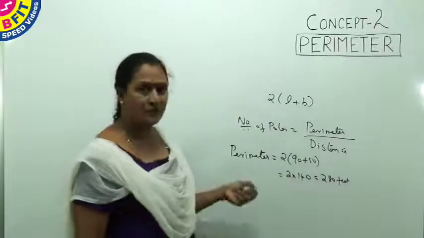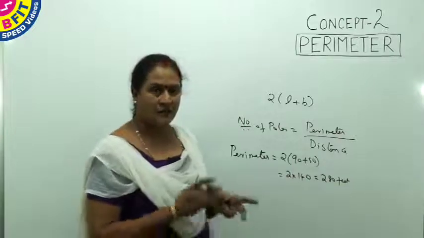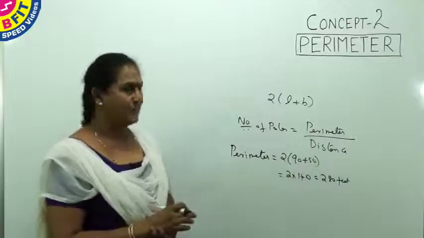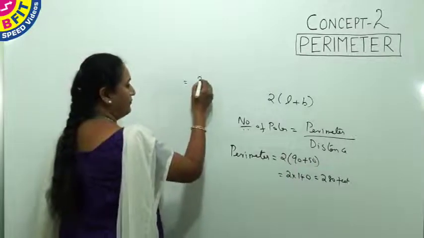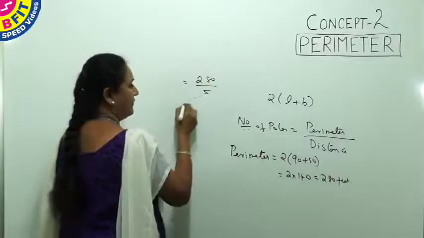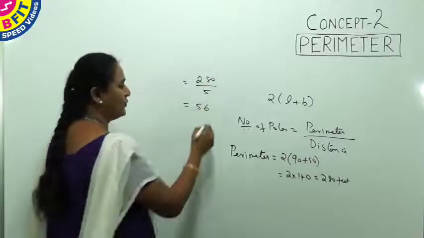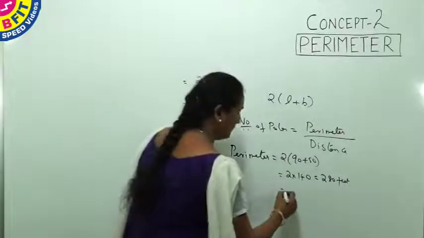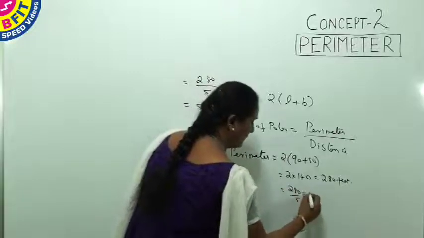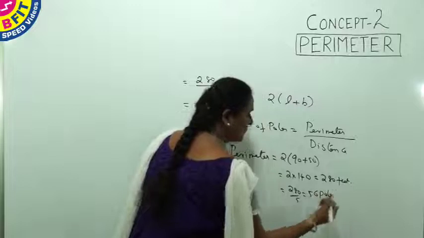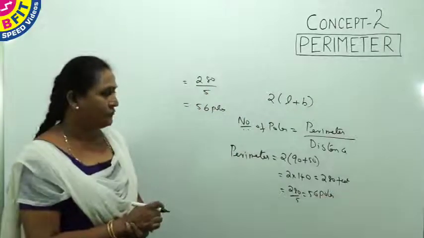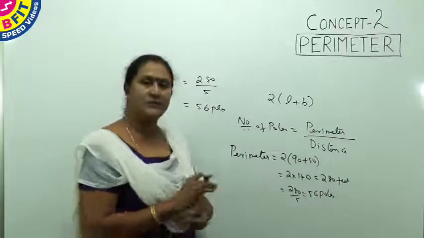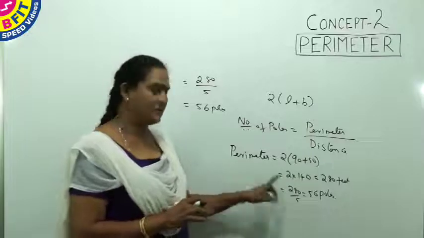And how many poles will be required to fence this length, where the distance between the poles is 5? So divide this 280 by 5, we get the number of poles. So that is equal to 280 by 5, which is equal to 56 poles. So the number of poles required is 280 by 5, that is 56 poles. So the answer is 56. To fence a field of length 90 feet and breadth 50 feet, we need 56 poles. The distance between the poles is given as 5.